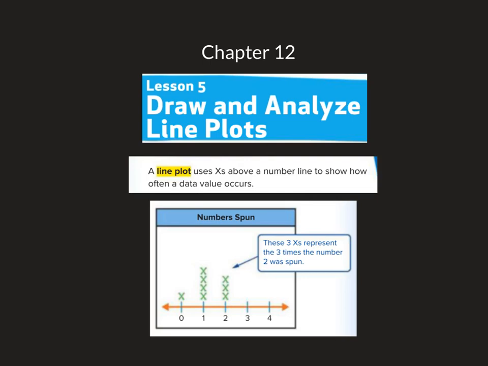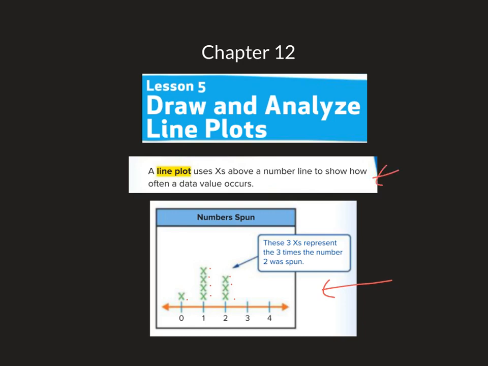Today we're going to be talking about drawing and analyzing line plots. Here is a quick example of a line plot. It's just where we have a number line along the bottom and then we put X's to say how many votes each number got. So, yeah, that's what it says here too.